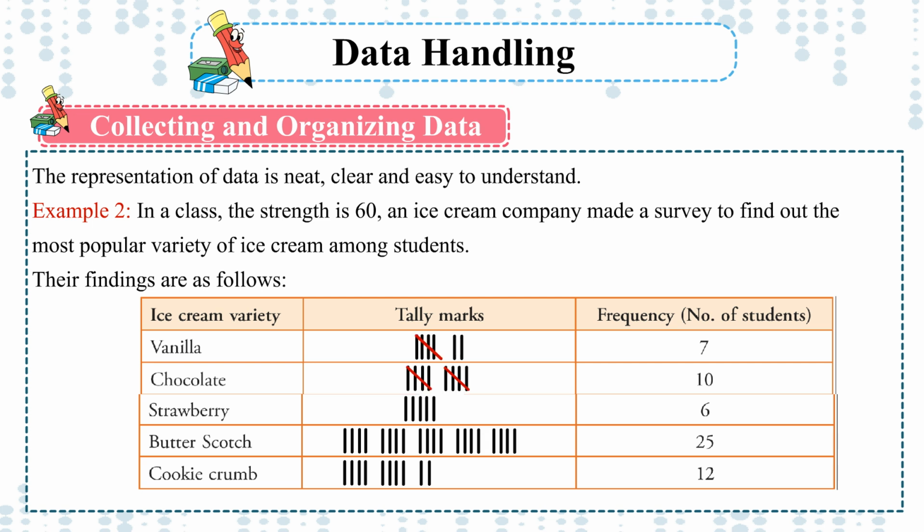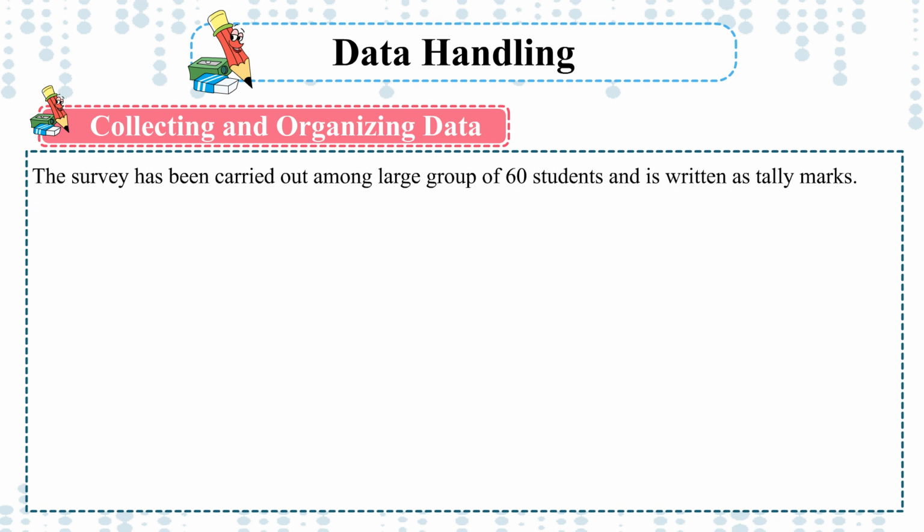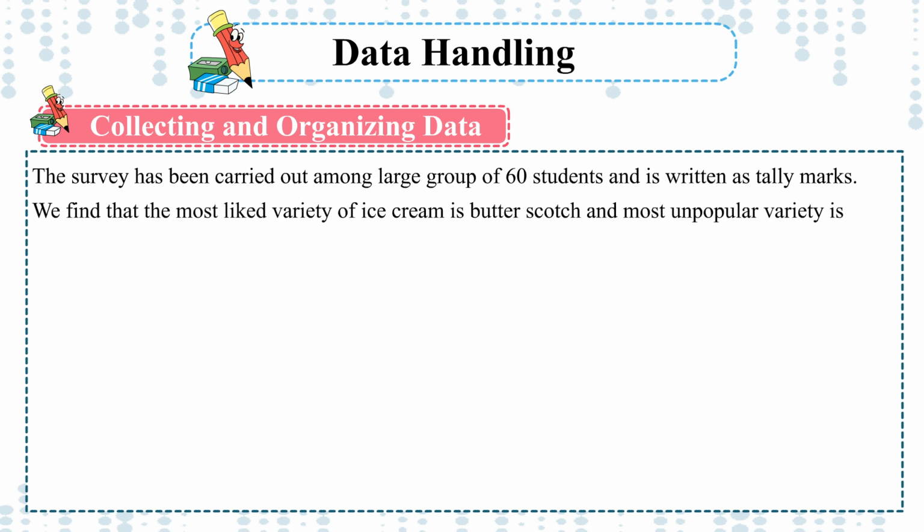Chocolate, 10. Strawberry, 6. Butterscotch, 25. Cookie crumb, 12. The survey has been carried out among large group of 60 students and is written as tally marks. We find that the most liked variety of ice cream is butterscotch and most unpopular variety is strawberry. The above table is called frequency table.